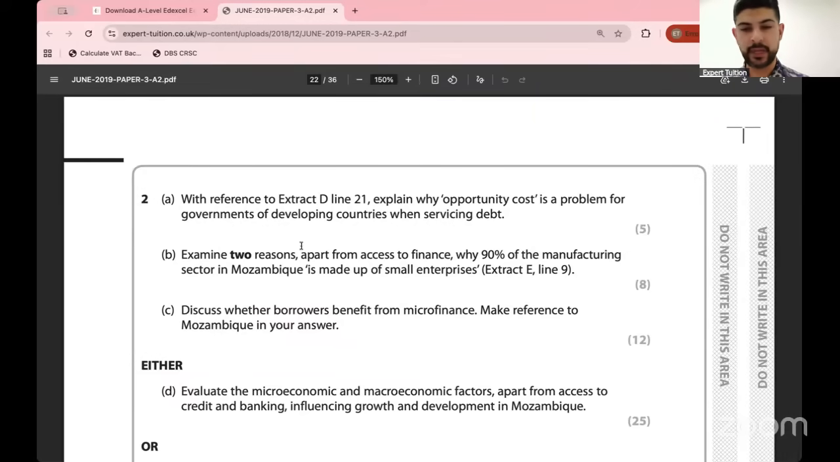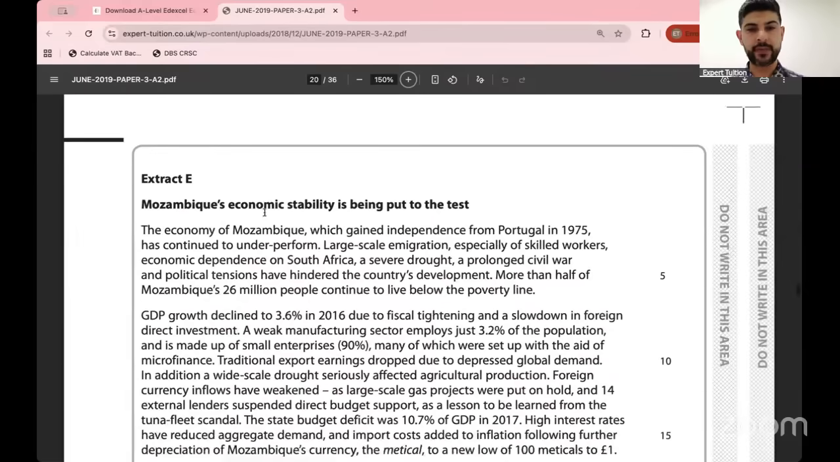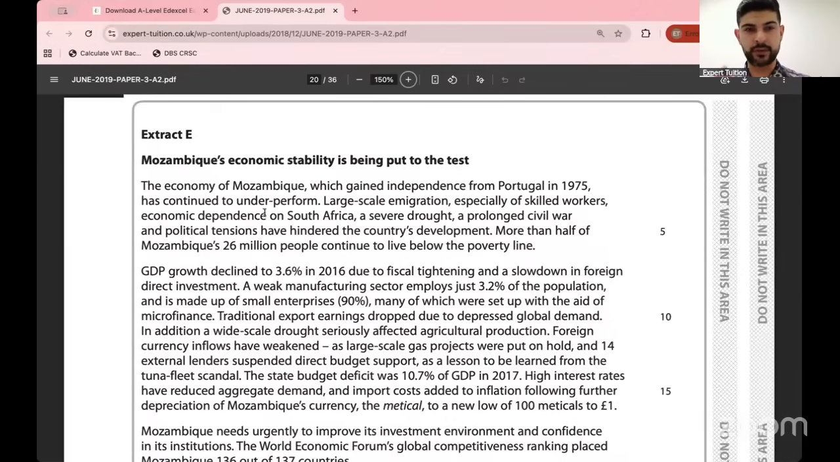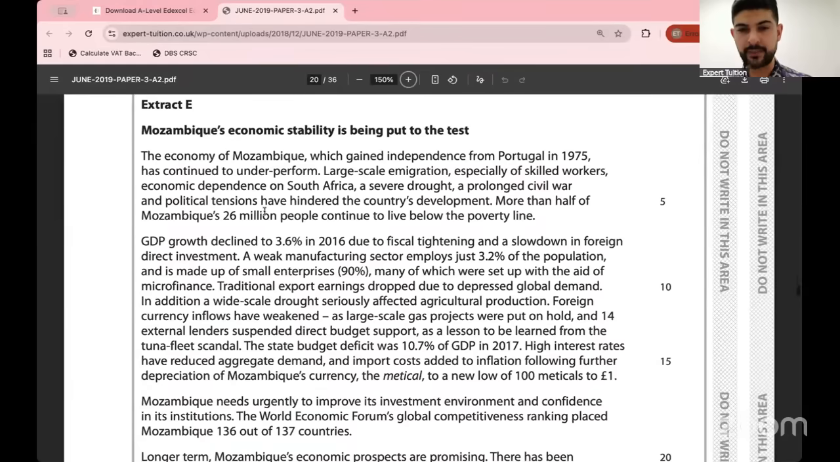Okay, let's have a look very briefly at some of the things on the extract. Just to save time, you can of course watch this back later and do it properly in your own time. But it talks about a few issues that Mozambique faces. One of the most important ones that is easy to spot straight away is this: traditional export earnings dropped due to depressed global demand.